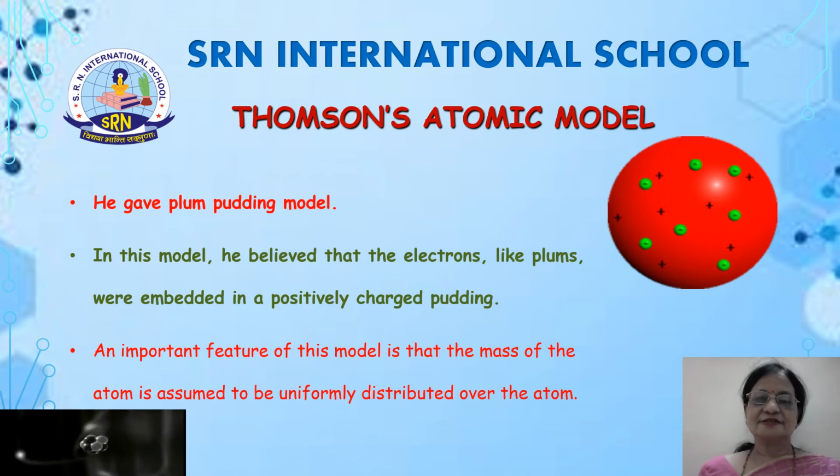The first one is Thomson's atomic model. The plum pudding model is one of the several historical scientific models of the atom. It was proposed by J. J. Thomson in 1904, soon after the discovery of the electron. In this model, the atom is composed of electrons surrounded by a sea of positive charge to balance the electrons' negative charge, like negatively charged plums embedded in positively charged pudding. He also considered that the mass of the atom is assumed to be uniformly distributed all over the atom.